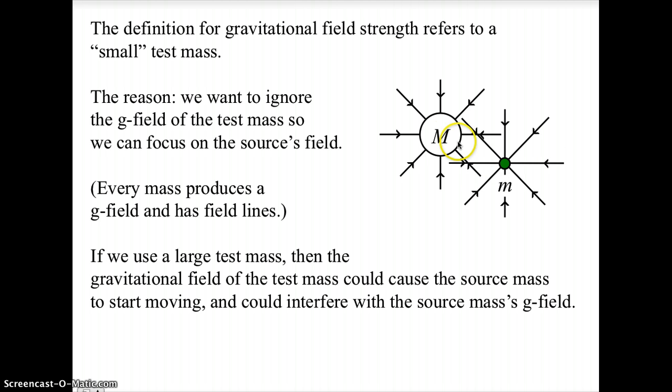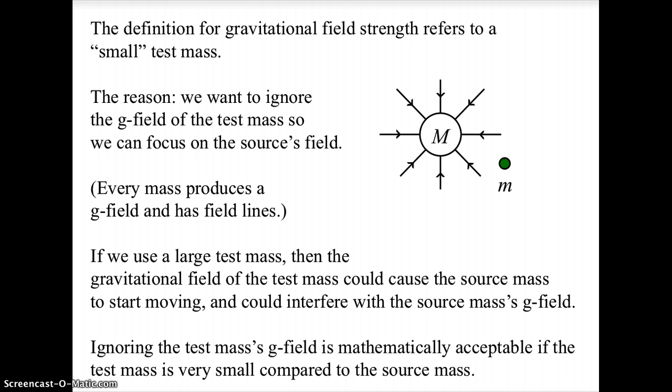And this test mass could start pulling noticeably on the source mass, and it could cause the source mass to start moving. And this would interfere with the source mass's G field. So we want to take away those field lines. We want to make them disappear. We want to be able to ignore them. And the only way this is acceptable is if the test mass is very small compared to the source mass. So that's why the definition for G field strength refers to and requires, in fact, a small test mass.